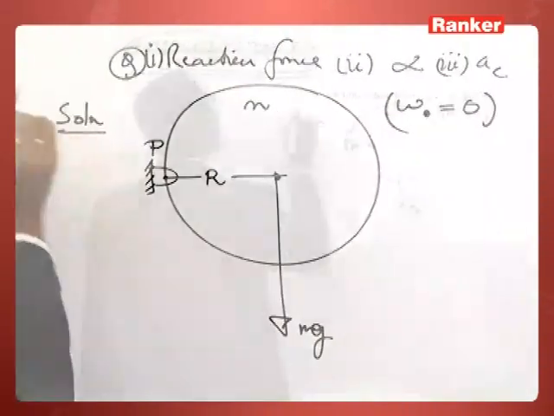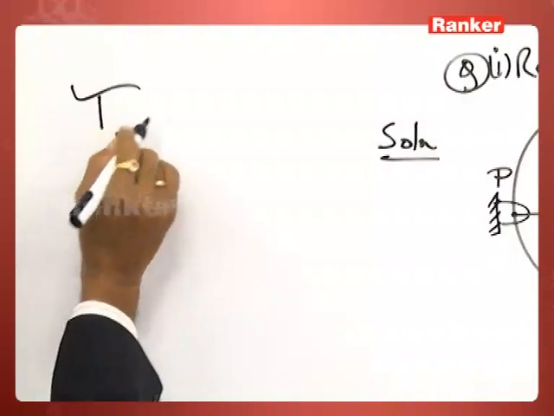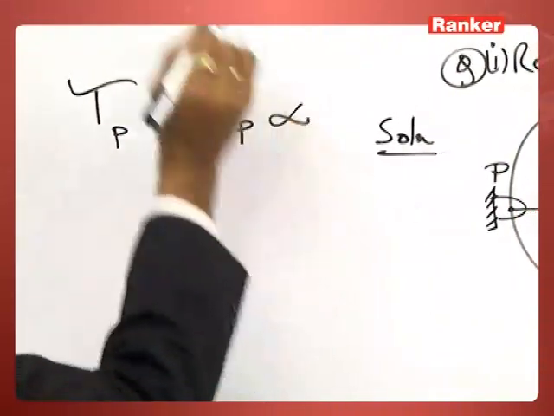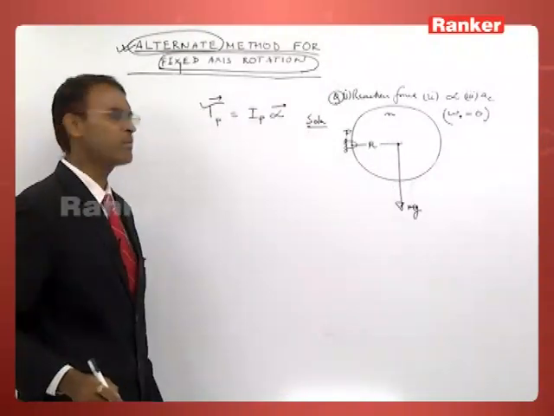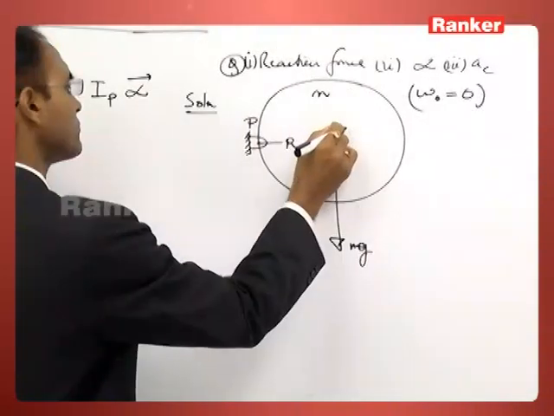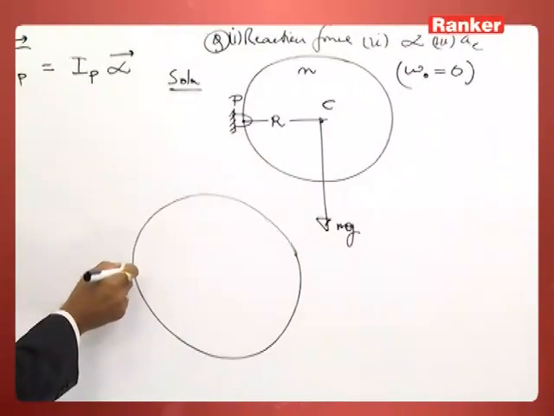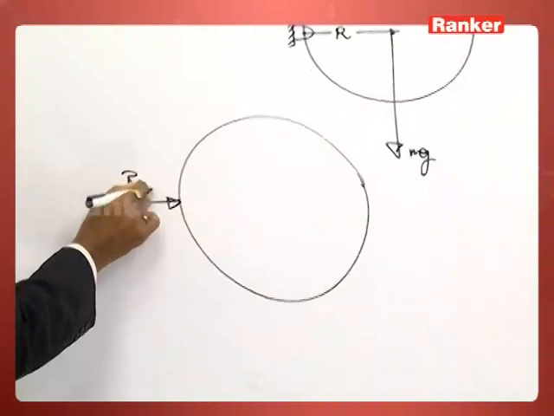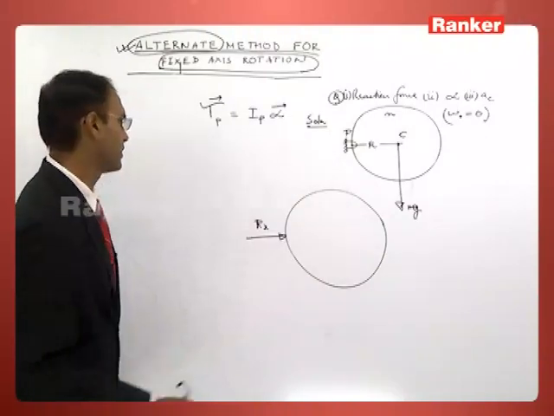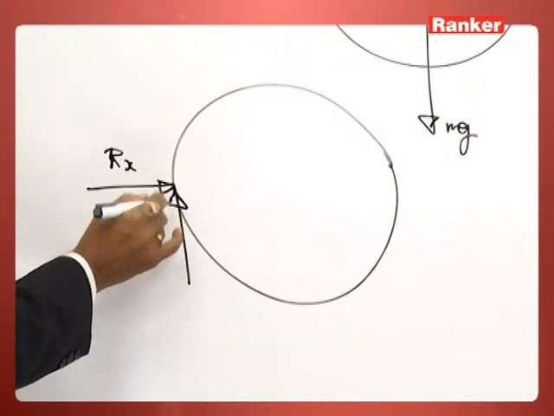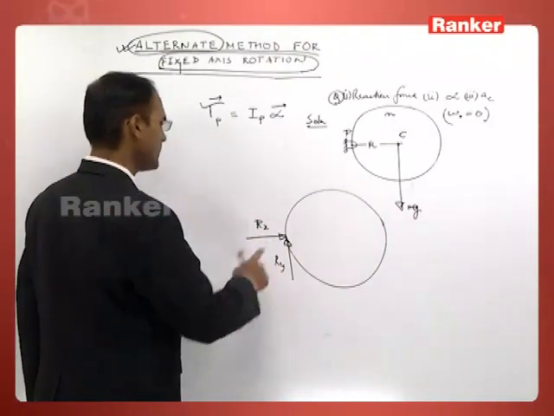To solve the problem, we have this alternate method which states that torque about the pivot is equal to moment of inertia about the pivot into the angular acceleration of the rigid body with the center of mass. If you draw the FBD, let us assume that the reaction force offered by the pivot to the disk be Rx along x direction, Ry along y direction, and these are all the chosen directions.